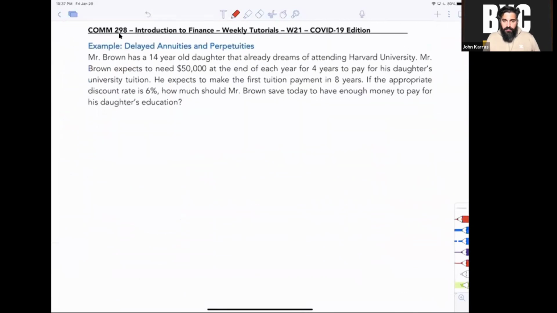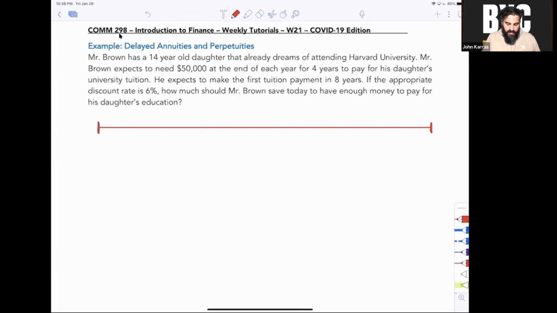So let's take a look at this. Mr. Brown has a 14-year-old daughter that already has dreams of attending Harvard University. Mr. Brown expects to need $50,000 at the end of each year for 4 years to pay for his daughter's tuition. He expects to make the first payment in 8 years.